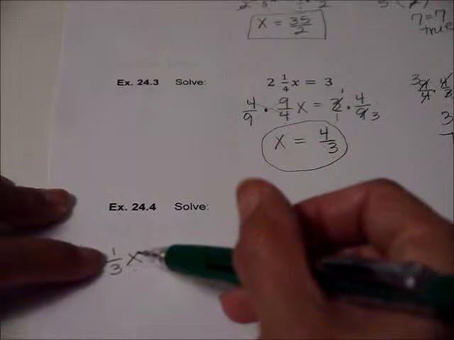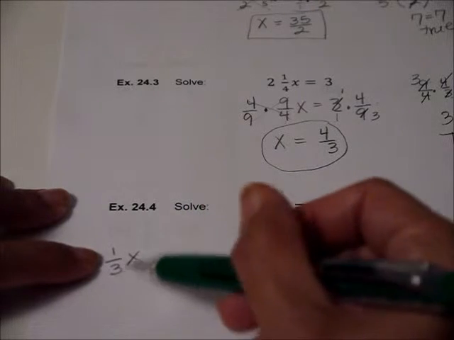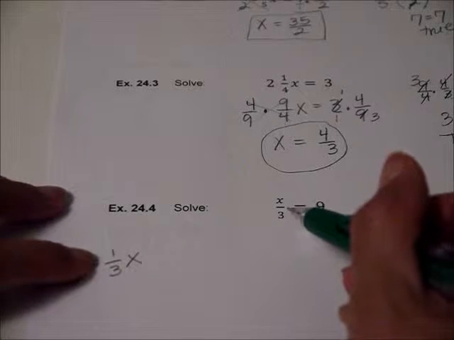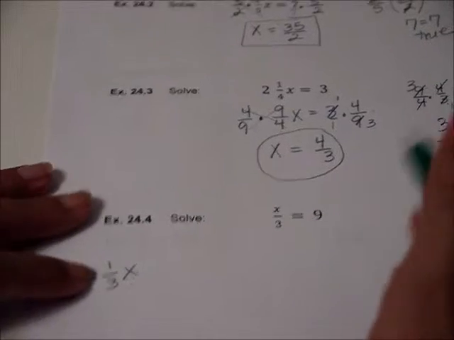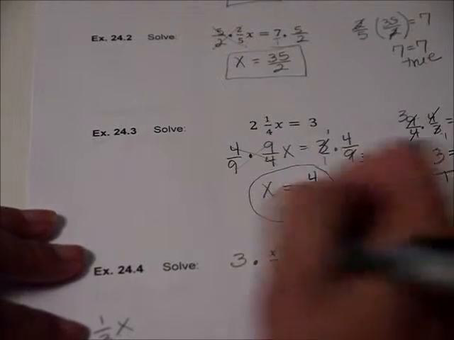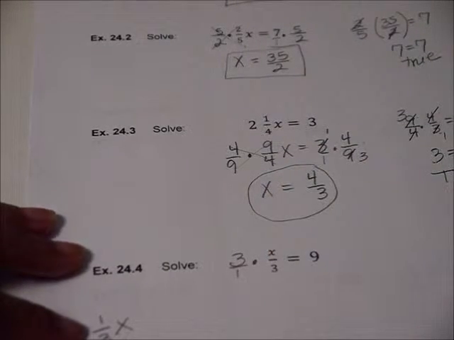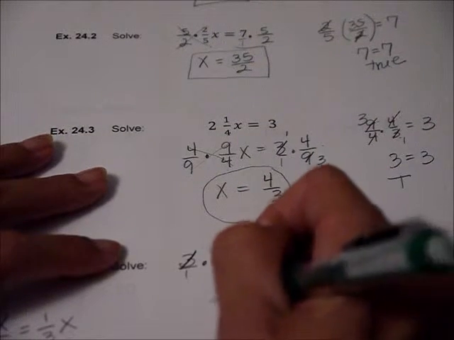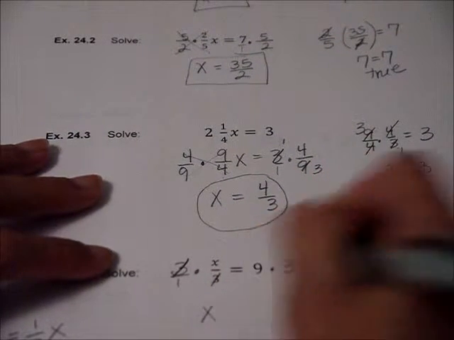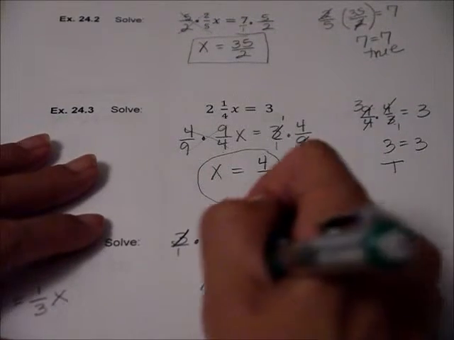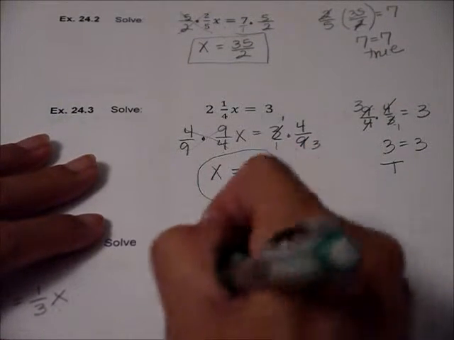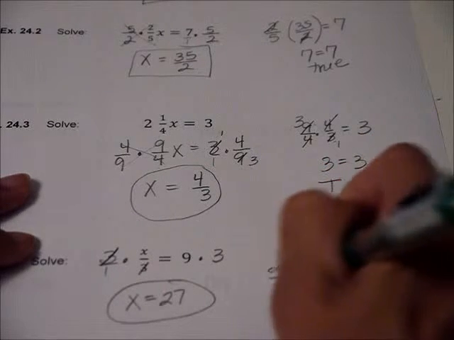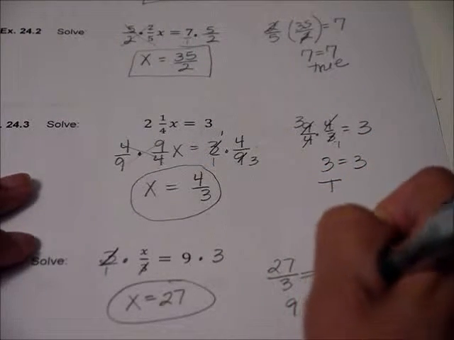So if that's true, we would multiply this by the reciprocal to get x alone. The reciprocal would be 3 wholes, or 3 over 1, right? So it just means we multiply it by 3. Now you'll see they cancel out, leaving an x. So I have to do that to this side. Multiply by 3, and we get 27. Then I'm going to go ahead and check. 27 over 3 equals 9. 9 equals 9. True.